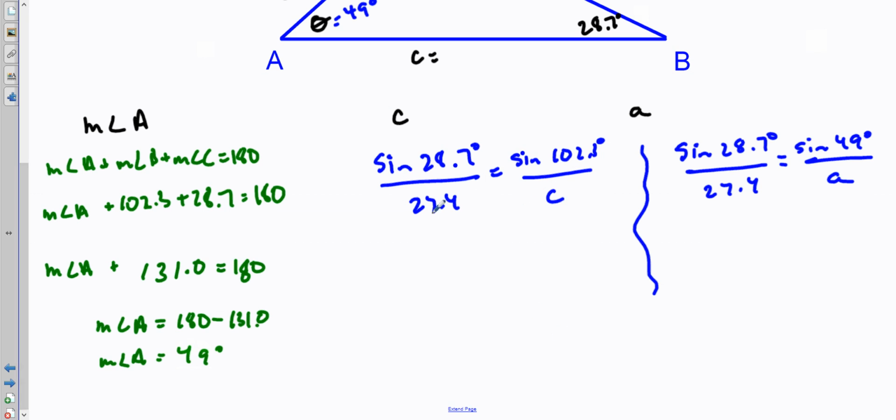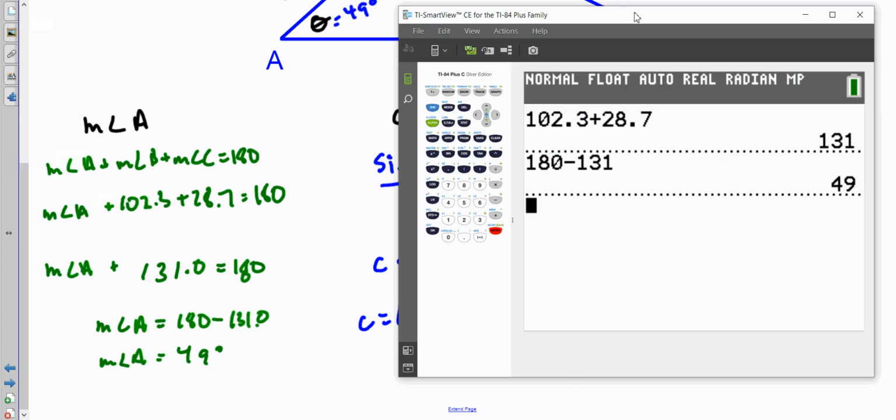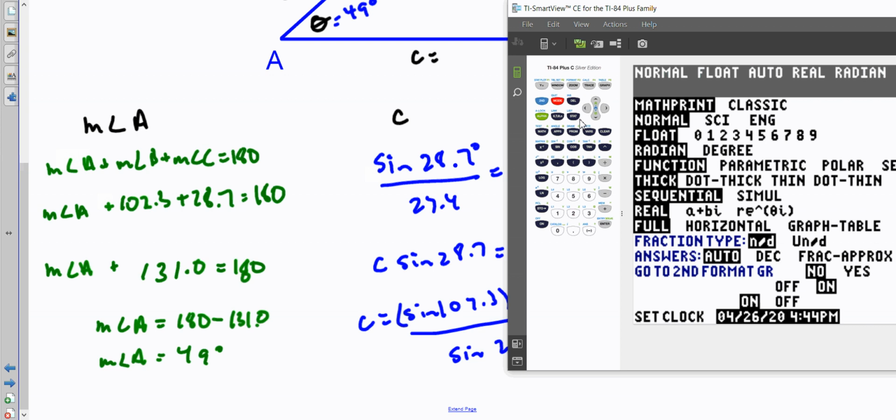When we solve for c, we're going to cross multiply. c times sine of 28.7 is going to equal sine of 102.3 times 27.4. And then c is going to finally equal the sine of 102.3 times 27.4, make sure you keep these separated, all over the sine of 28.7. If you put this in your calculator, you can figure this out. Make sure your mode is in degrees in this case, and mine is in radians, so we're going to change that.